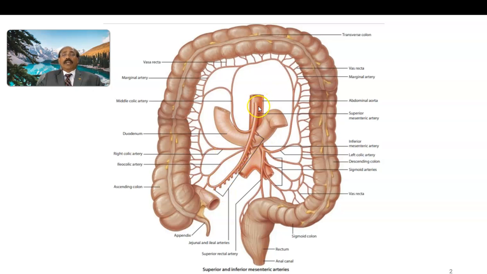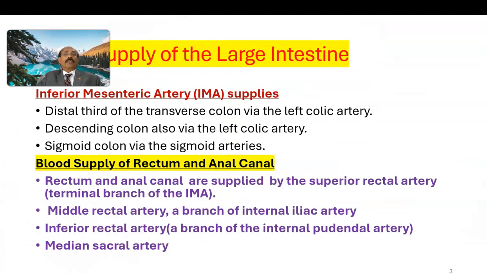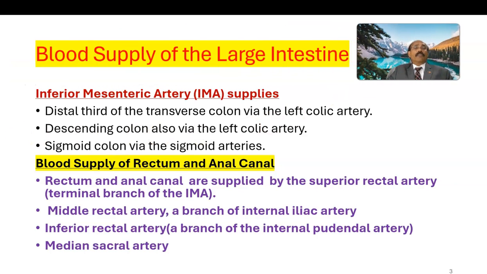Okay. Superior mesenteric artery passes over the third part of the duodenum. Also, we'll see in another picture, it also passes over the left renal vein. Okay, we got that. Now we'll go to the blood supply of the large intestine, continued. Inferior mesenteric artery supplies the distal third of the transverse colon, descending colon, sigmoid colon by these branches like left colic artery, and sigmoid artery. These are branches of the inferior mesenteric artery.